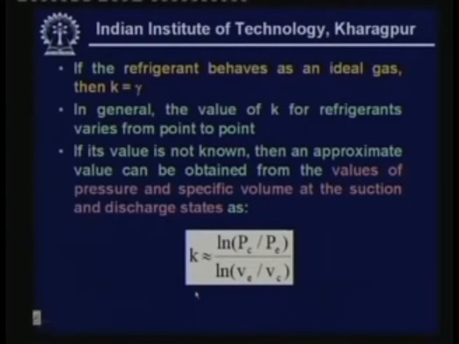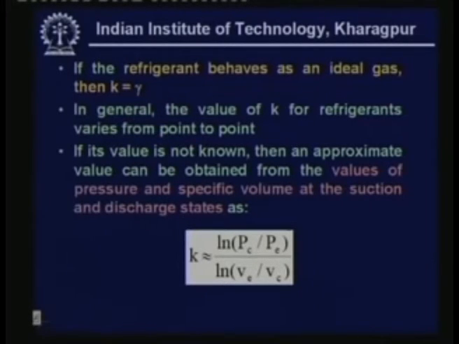So, if the refrigerant behaves as an ideal gas, we know that index of compression is nothing but specific heat ratio gamma. However, in general, for most of the refrigerants, the value of k is different from the value of gamma, and this value varies from point to point. And if this value is not known, then an approximate value can be obtained from the values of pressure and specific volume at the suction and discharge states.